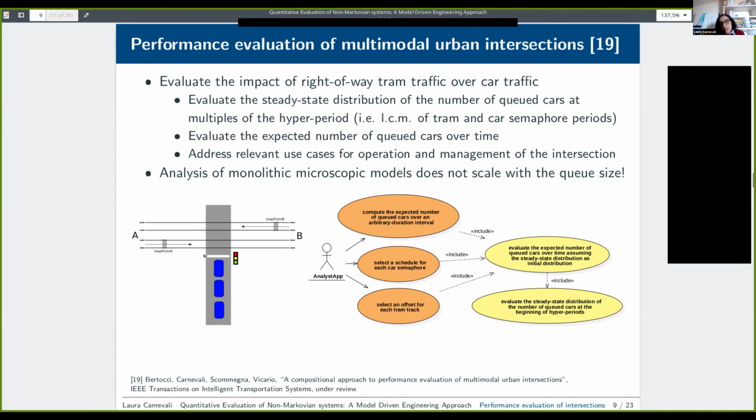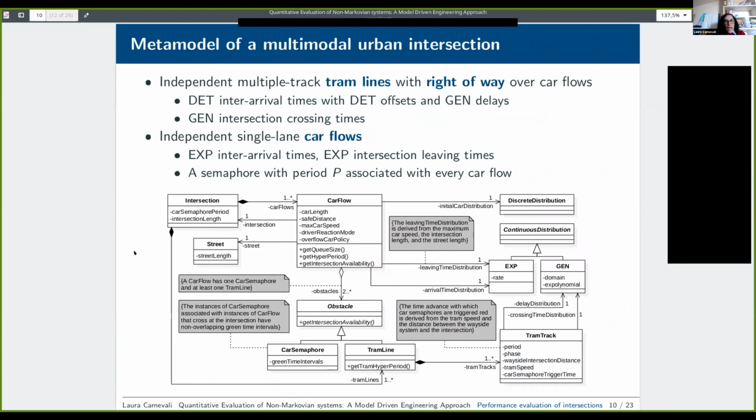But we can easily prove that the distribution of the expected number of queued cars actually reaches a steady state at multiples of the system hyperperiod, which is the least common multiple of the periods of car semaphores and the periods of tram track arrivals. And so this is the meta model that we consider.